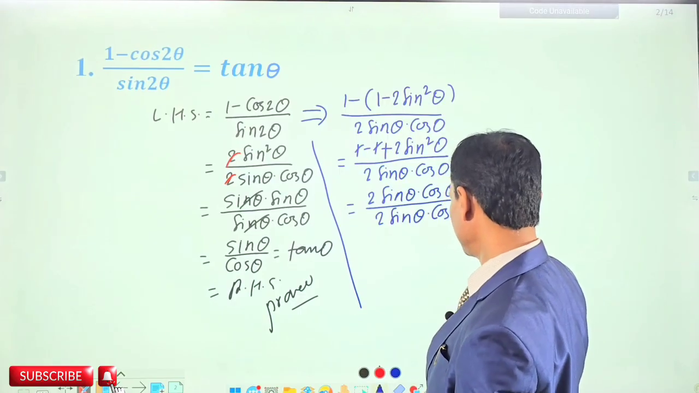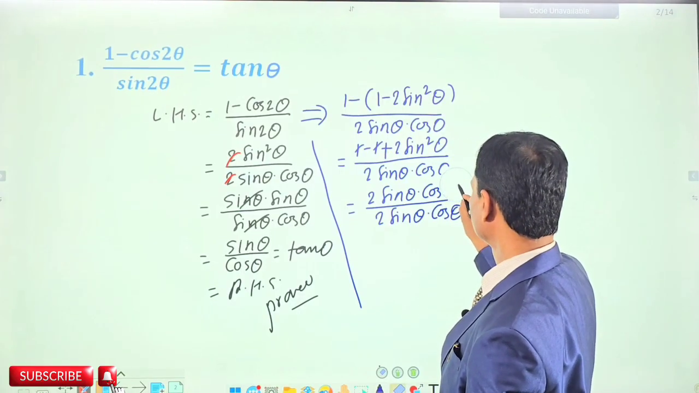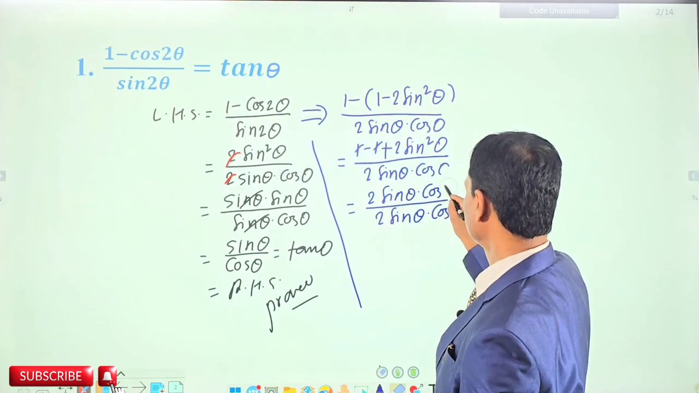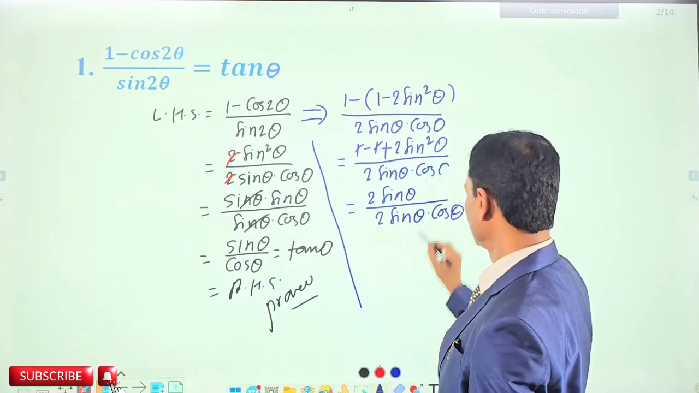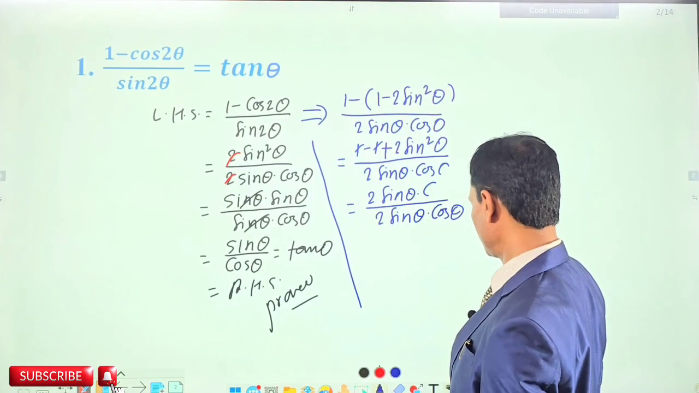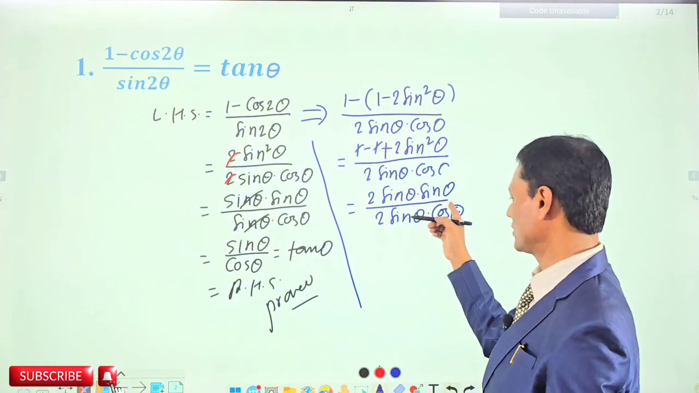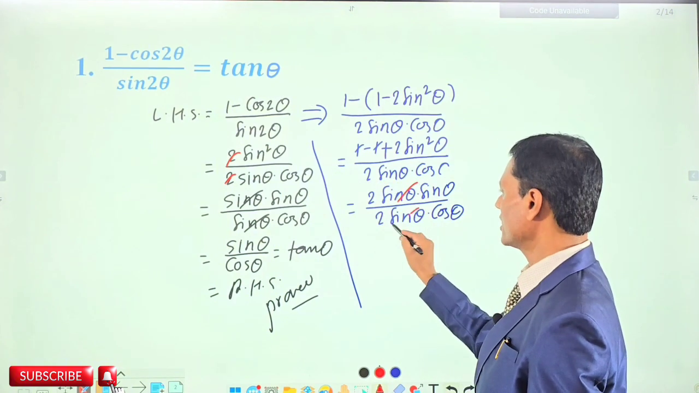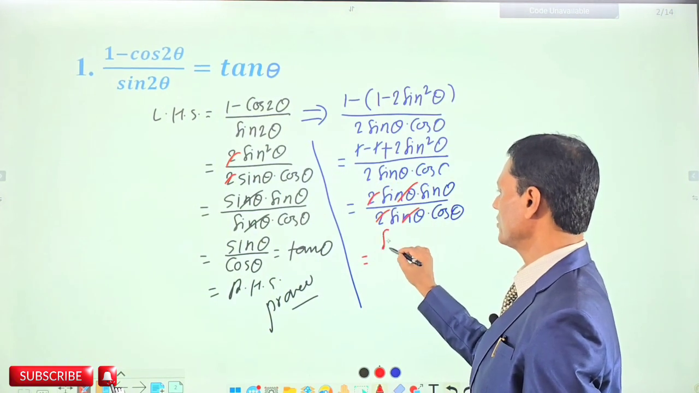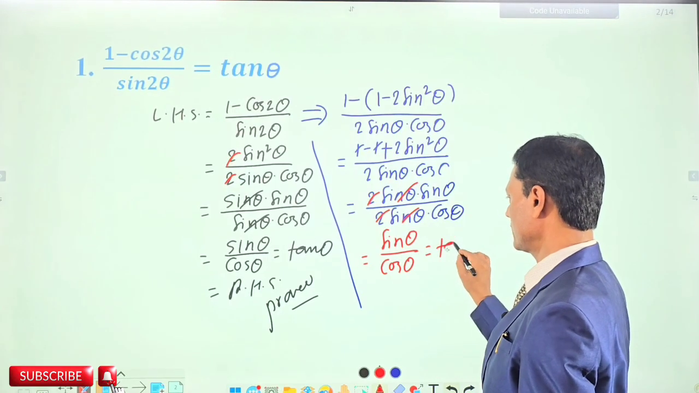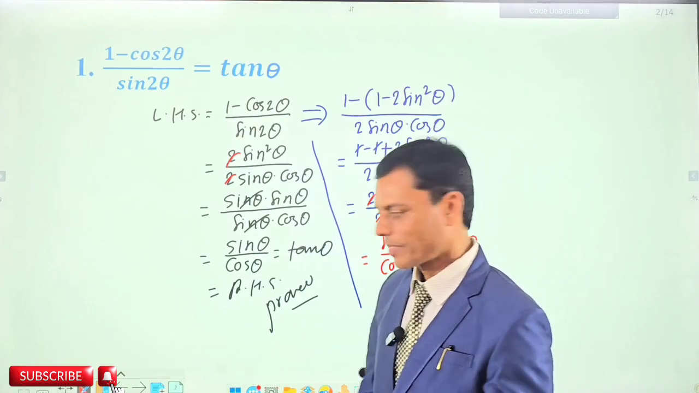2 sin theta dot, here 2 sin theta dot, we can write here sin theta, sorry, because you have sin square. So we can write 2 sin theta times sin theta. Now we can cancel sin and sin, 2 and 2, and the remaining we have here sin theta over cos theta, that's equal to tan theta.